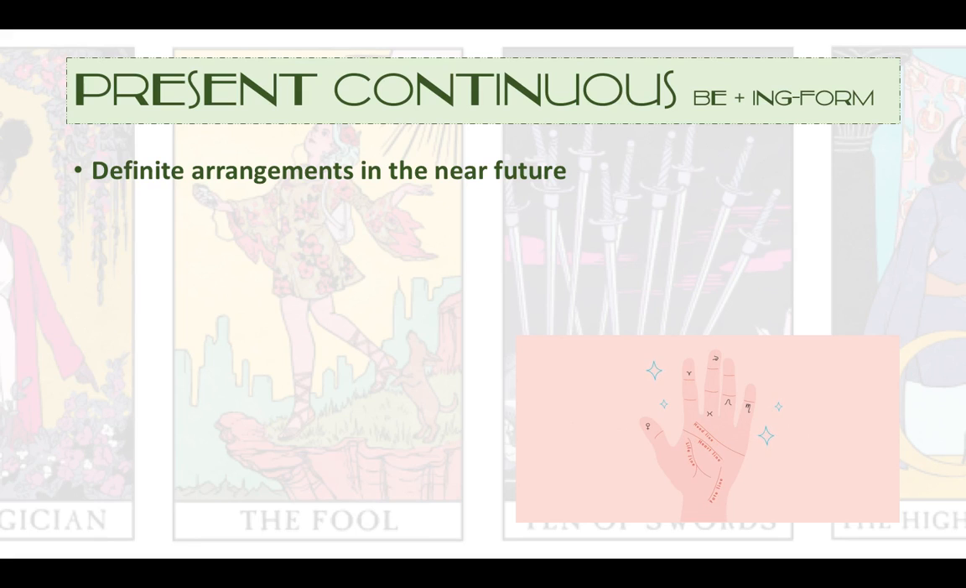Now, an arrangement is, for example, some sort of an appointment, a reservation, an event, basically things that you need to plan and take care of before they can actually happen. Definite means that there is like a 90% chance that your appointment will actually take place.